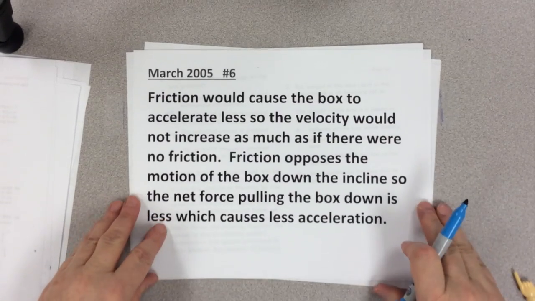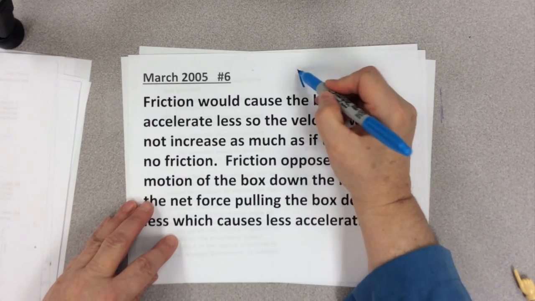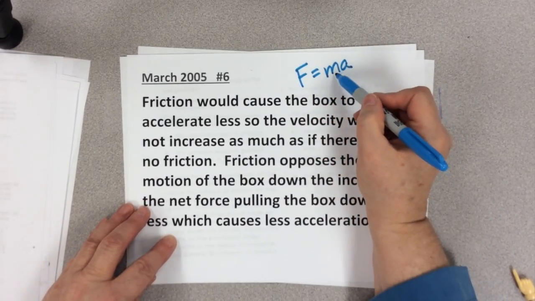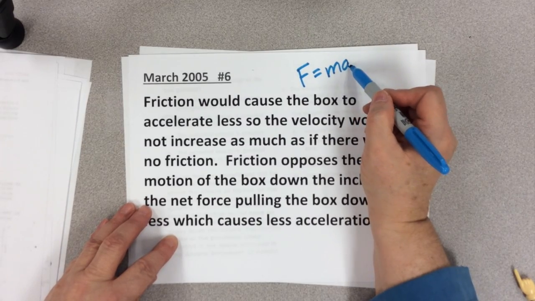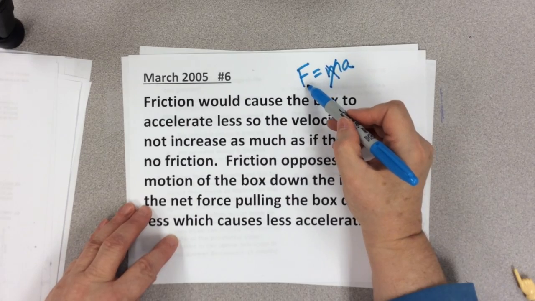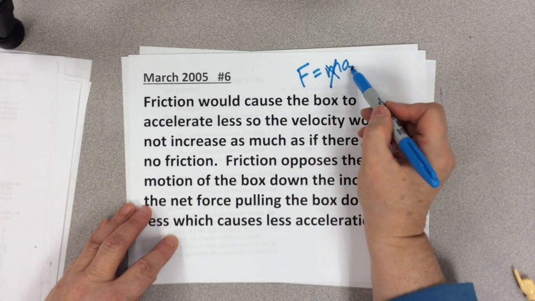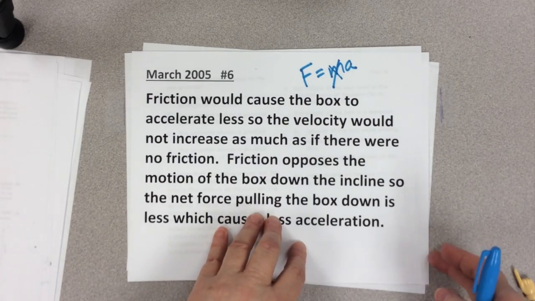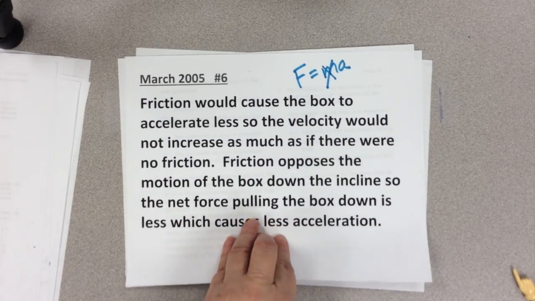And I want you to also recall that formula, F equals ma. Force on a mass causes acceleration. The mass of the box doesn't change, but since the friction force reduces your net force, your acceleration is less. So it does matter whether you have friction or not.